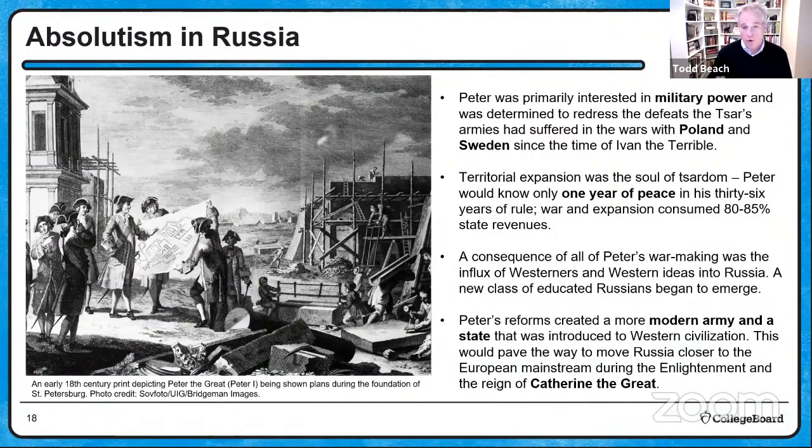His reforms include a more modern army and a state that was introduced to Western civilization. He's going to pave the way to move Russia closer to the European mainstream during the Enlightenment, when the reign of Catherine the Great takes over.